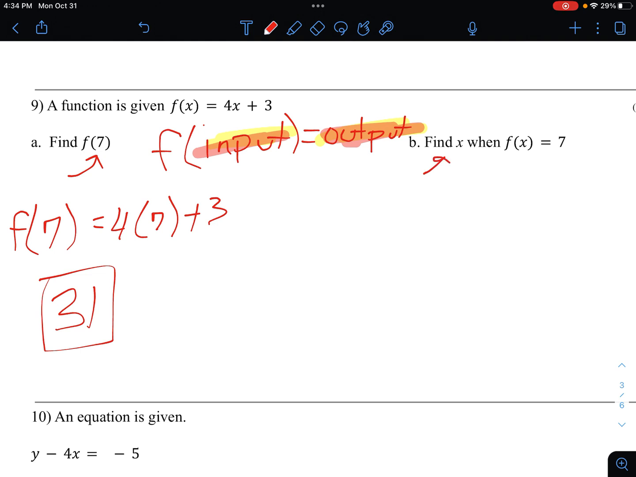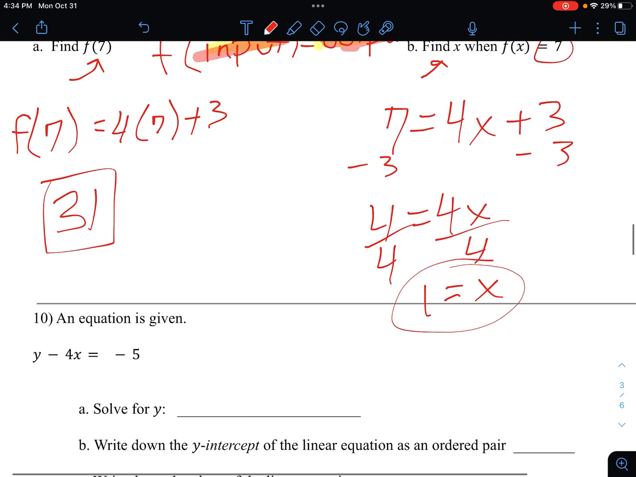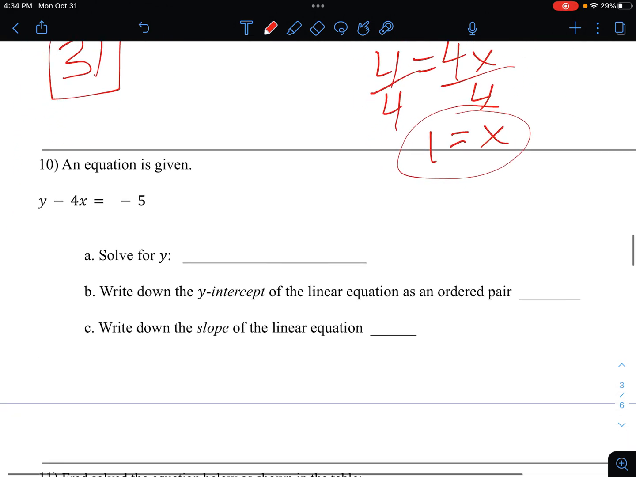Now notice over here is different. It says find x, which means you need to solve an equation for x. And I give you your output. Right, so your output here is 7. So I know 7 is going to be equal to 4x plus 3. Subtract 3 from both sides. We get 4 equals 4x. Divide by 4. X is equal to 1. All right. That's number 9.